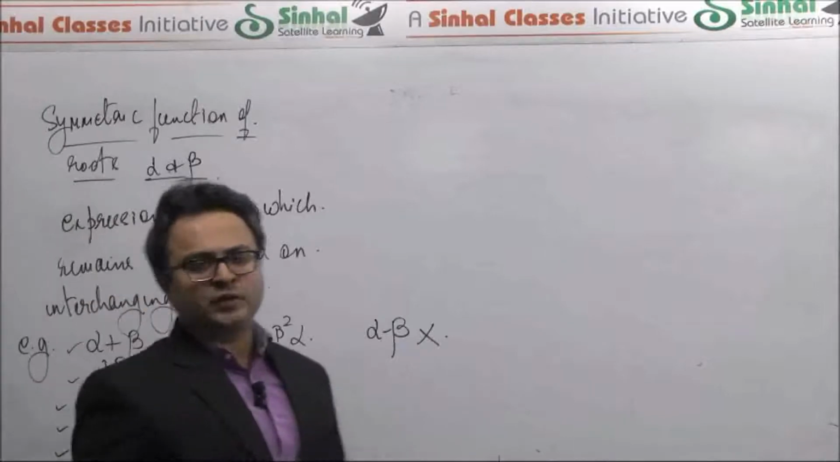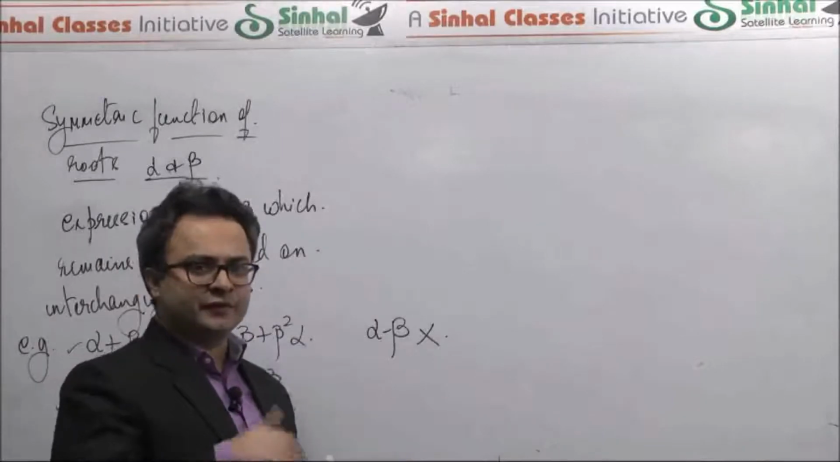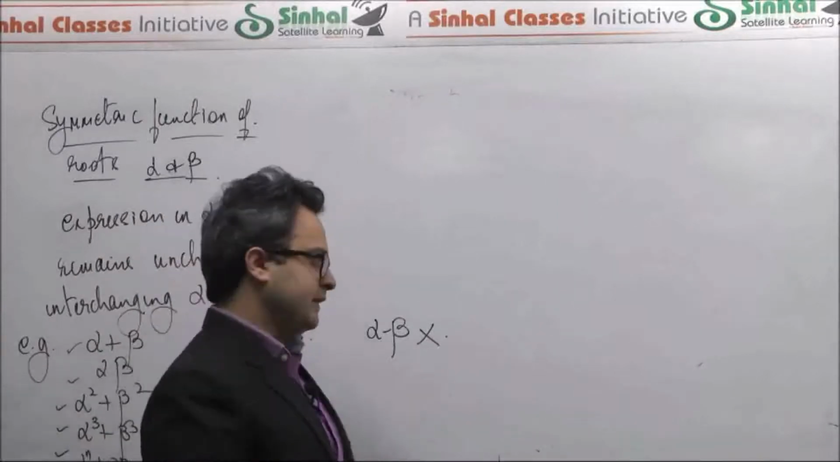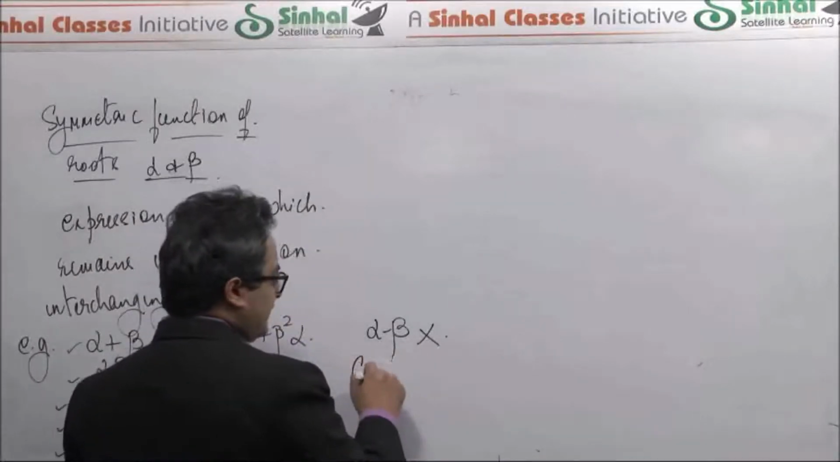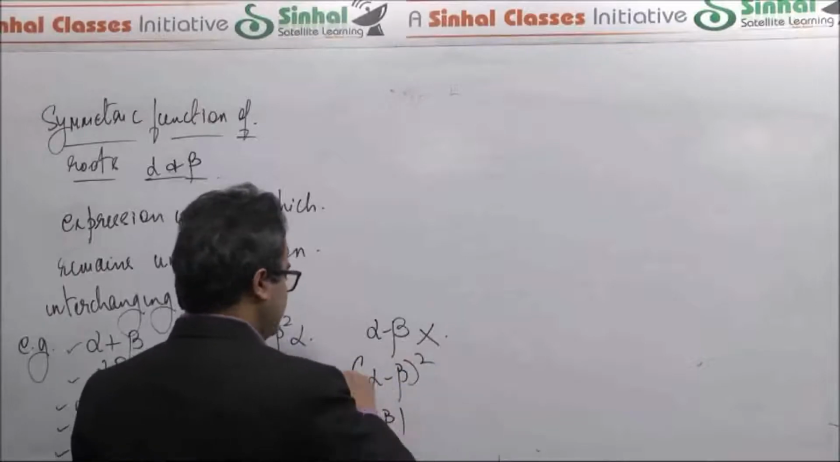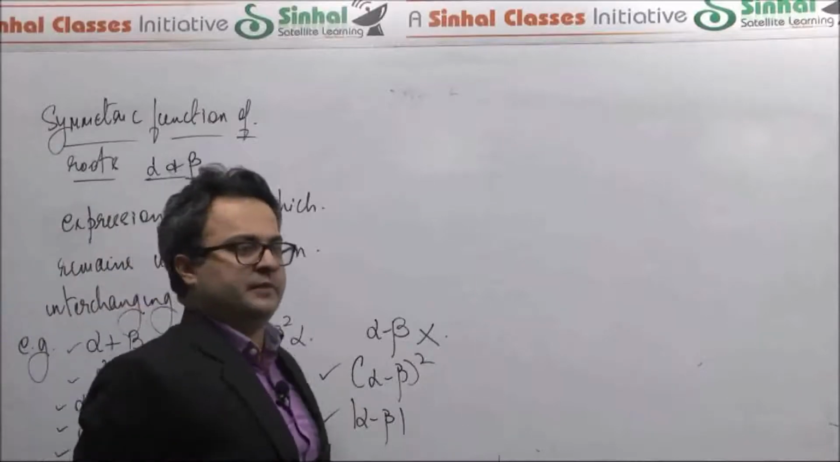Because in alpha minus beta, obviously, if I were to interchange alpha and beta, the expression will be the negative of the original one. So you get beta minus alpha, which is the negative of alpha minus beta. But if I square this, so something like alpha minus beta whole square, or something like mod of alpha minus beta, these two obviously become symmetric expressions in alpha and beta.